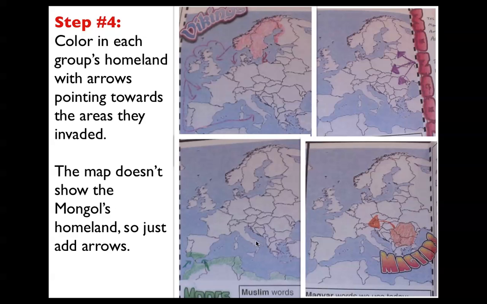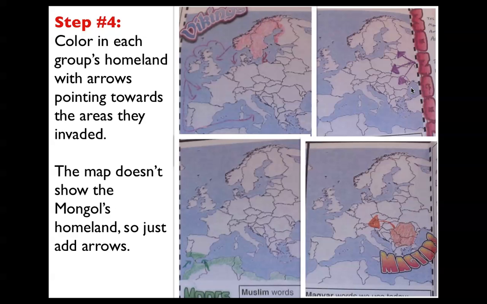Please do the same thing for the Moors. Please do the same thing for the Magyars. The Mongols is a little bit different. You cannot see their homeland because the map isn't big enough. So all you have to do is show their army coming out of Russia and invading all along Eastern Europe.